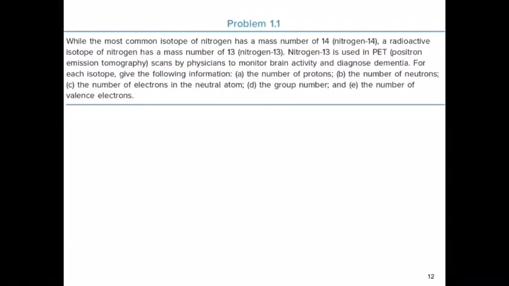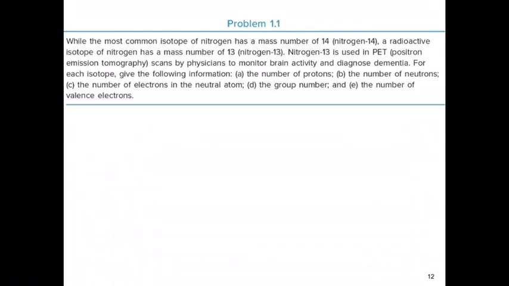Alright, so let's look at this one problem here. While the most common isotope of nitrogen has a mass number of 14, a radioactive isotope of nitrogen has a mass number of 13. Nitrogen-13 is used in PET scans by physicians to monitor brain activity and diagnose dementia. For each isotope, give the following information. A, the number of protons, B, the number of neutrons, and C, the number of electrons in the neutral atom, and D, the group number, and E, the number of valence electrons.